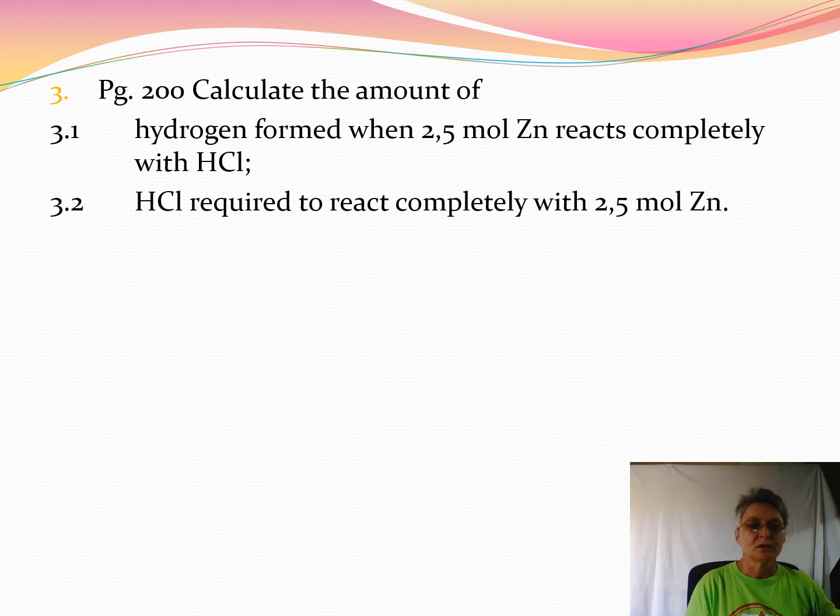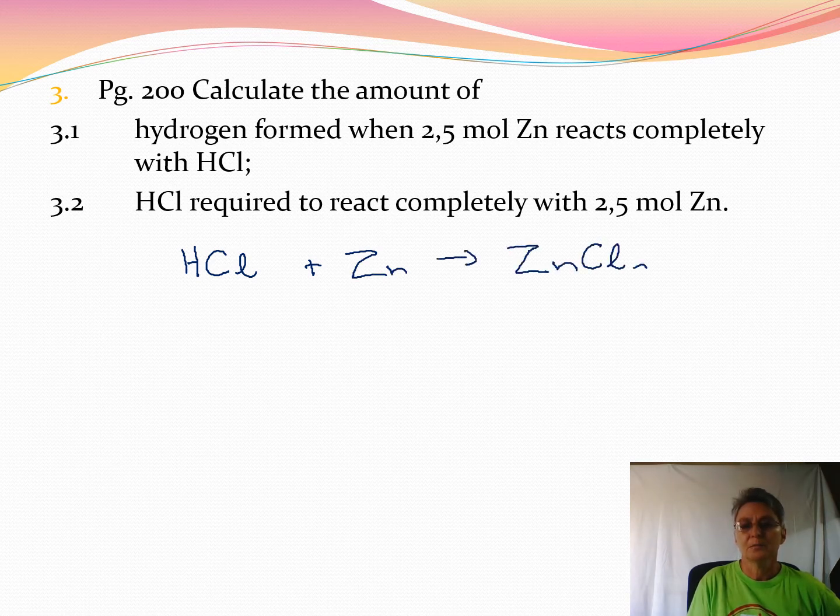Example 3 is the example on page 200 that is in the grey block. It says calculate the amount of hydrogen formed when 2.5 moles zinc reacts completely with hydrogen chloride. So the important thing here is to be able to write the balanced equation. So hydrogen chloride reacts with zinc, and from pre-knowledge you need to know that zinc chloride will form and hydrogen will be released. To balance the equation, it seems like you need a 2 there.